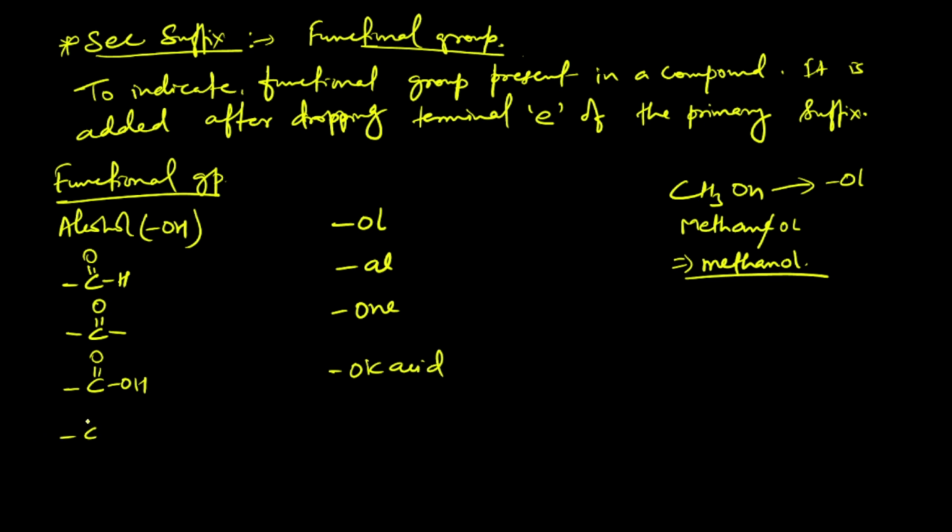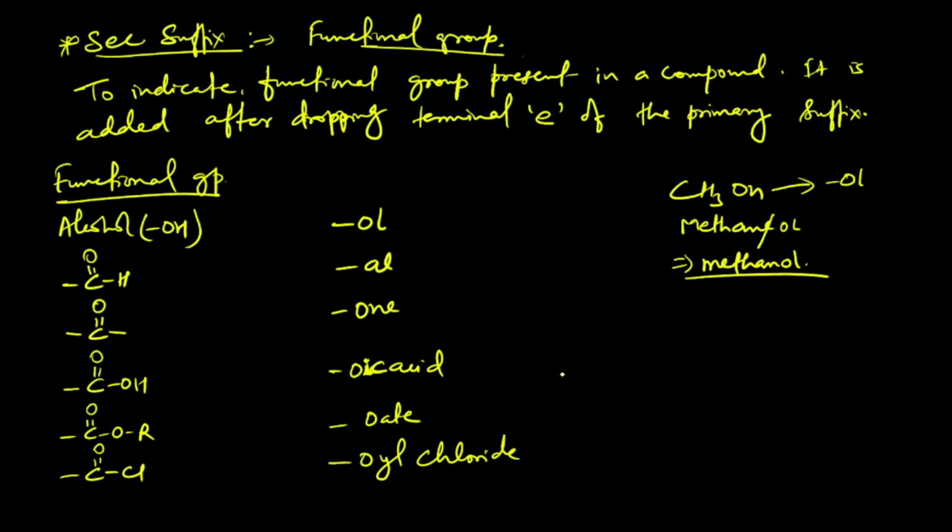If it is an ester group, with O and then on this side maybe any methyl, ethyl, propyl, any alkyl group, how are you going to write it? This is oic acid, O-I-C. Here you have to write oate. It means this side name first, ethyl or alkyl, and then this name will be oate. Now if this type of flank is there, we call it oyl chloride. So this is for functional group, and functional group comes under secondary suffix.